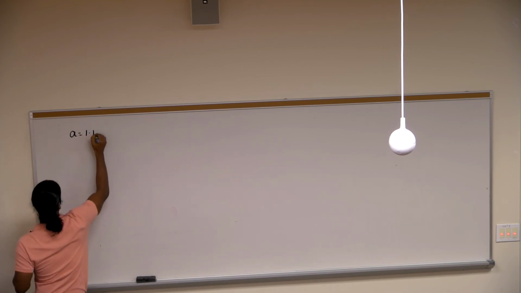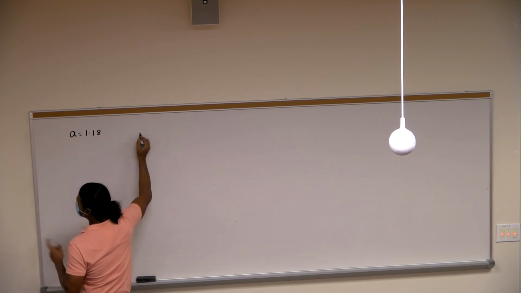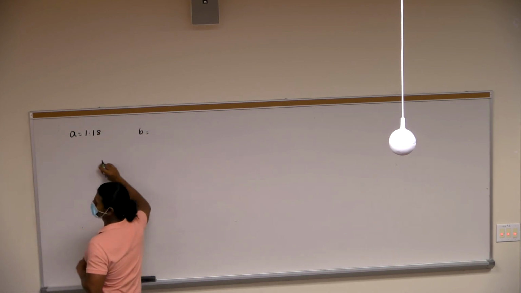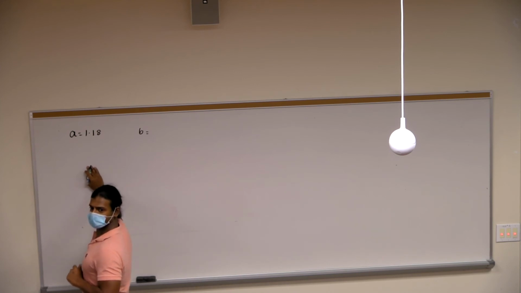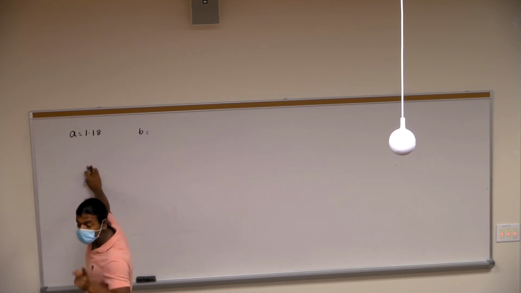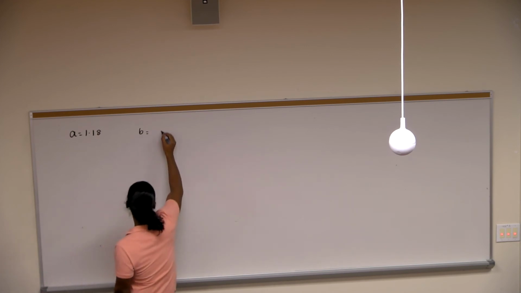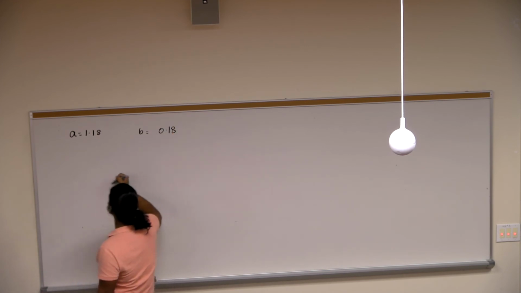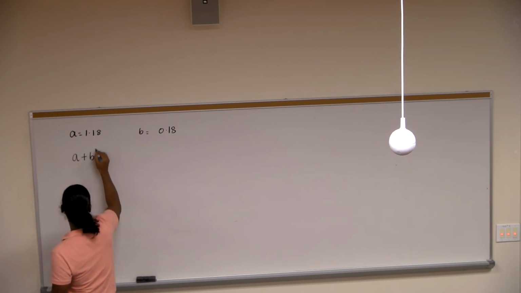So 1.18. This? 2.66 squared divided by 6. Yeah, I got 1.18. Yeah, me too. Now B, which is 0.18. Okay. What is A plus B squared?